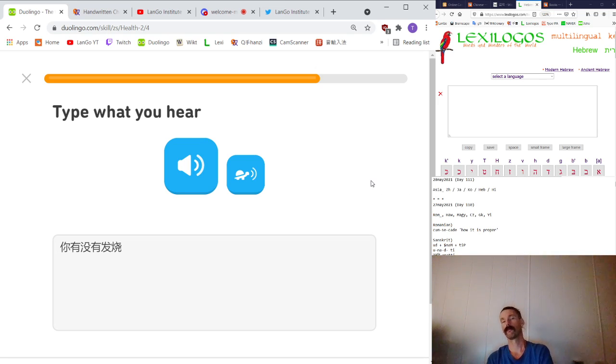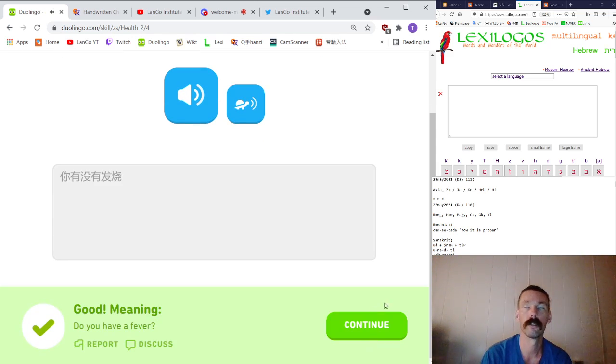I think that fa means to emit. That's right. So you have or not have something to emit. I don't know. Means, do you have a fever? 你有没有发烧？ Okay. So these words for illnesses seem idiomatic to my eyes and ears. But if you look at it piece by piece, it's a verb-object phrase to emit burning or something.